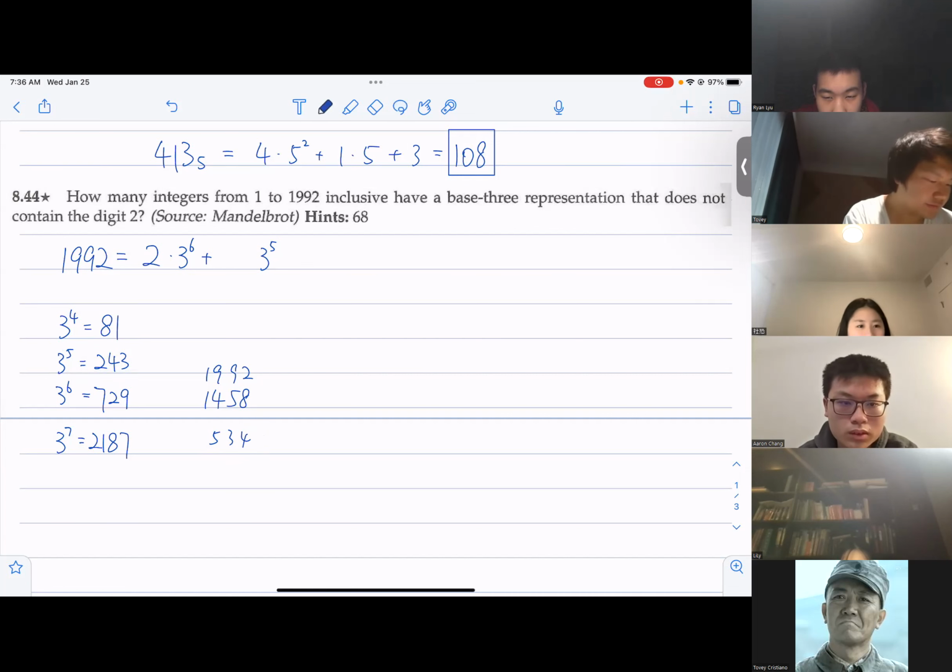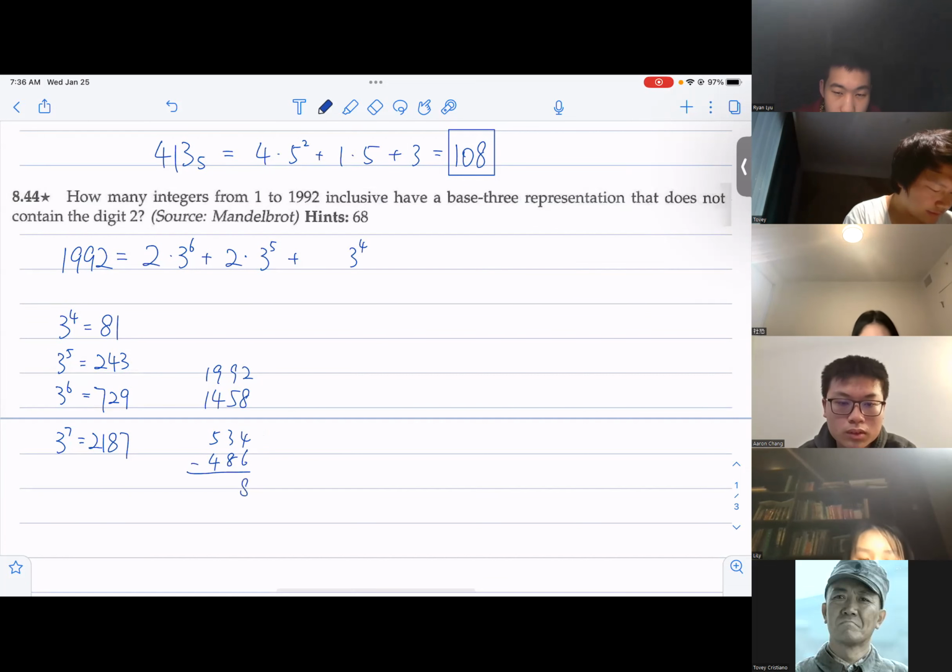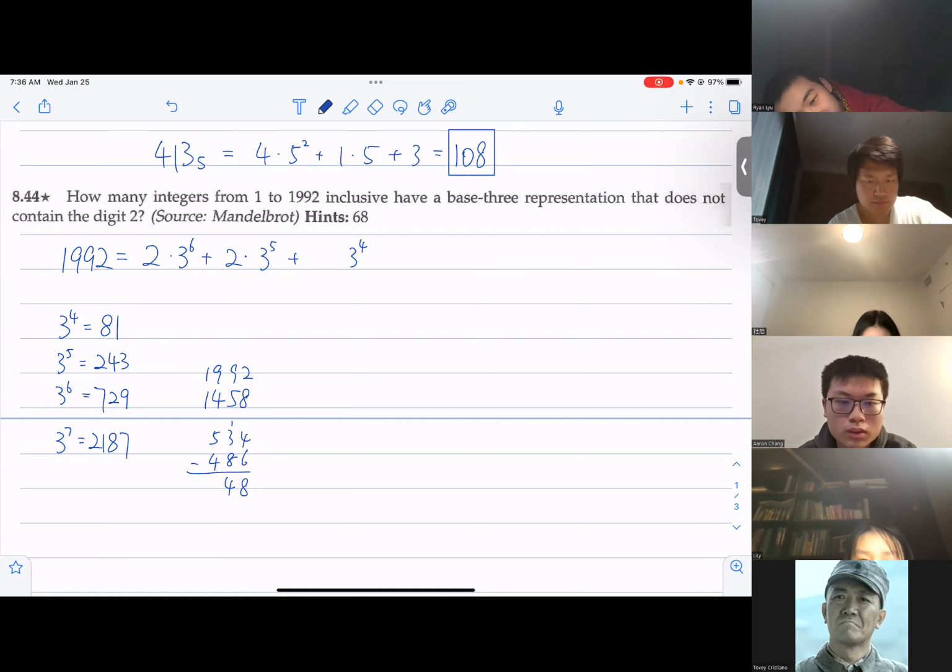For 3 to the 5th, what do we do? Times 2. Very nice. And then times 2, it'll be 4, 8, 6. So do a subtraction. That's 8, 4, 1, 2, 38, 4. 48. So 48 means that the next number is 3 to the 4th, that's 81. So is there any 81 in 48? No. So that means we do what?